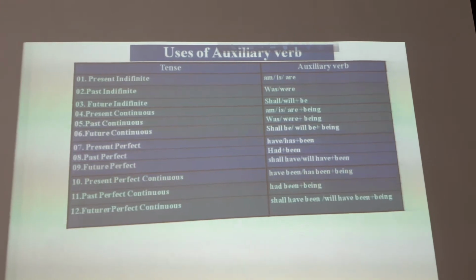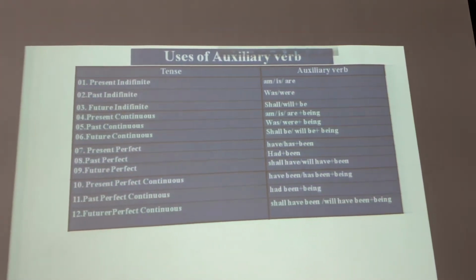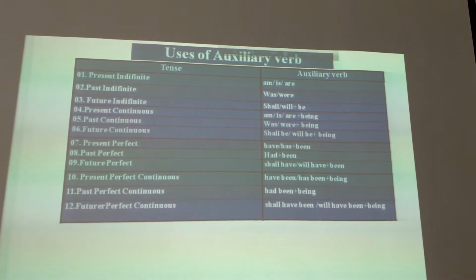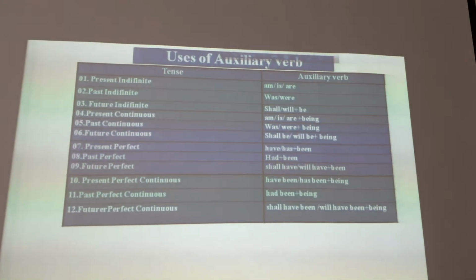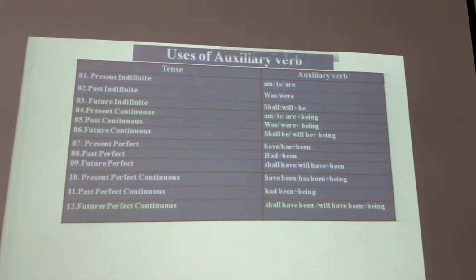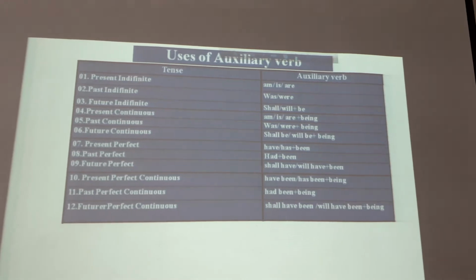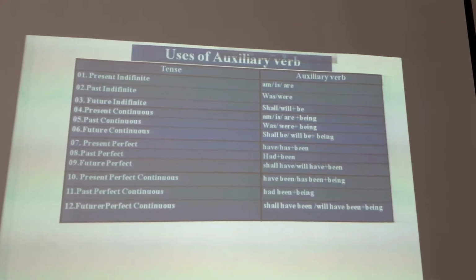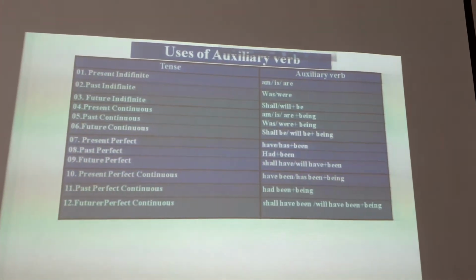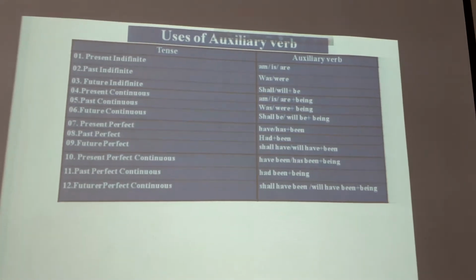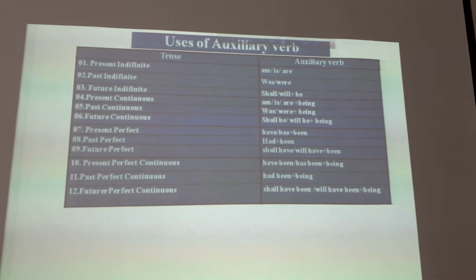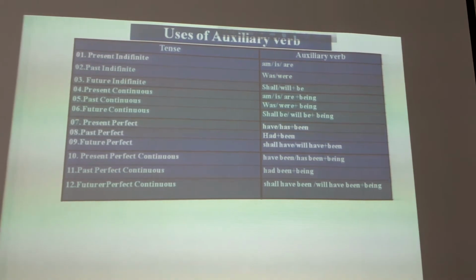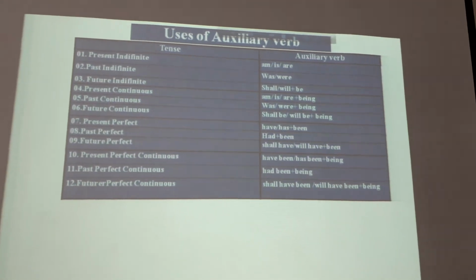Present perfect, have been, has been. Past perfect, had been. Future perfect, shall have been, will have been. Present perfect continuous, have been being, has been being. Past perfect continuous, had been being. Future perfect continuous, shall have been being, will have been being.